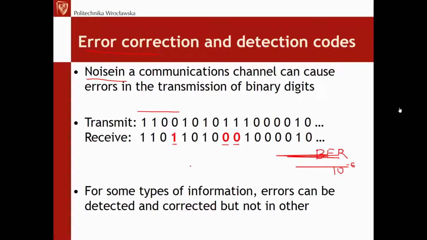But still, even if you have a BER of 10 to minus 6, you still shall be able to detect the errors and shall be able to protect your channel, protect your information against the bugs and against the errors. And that's the reason why we are using error correction and or error detection codes in technique and in various communication channels.